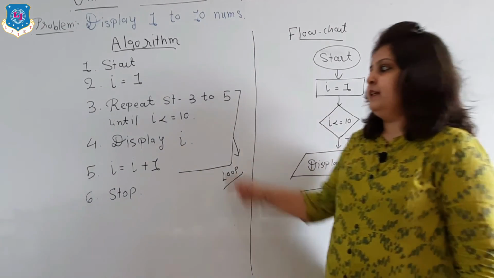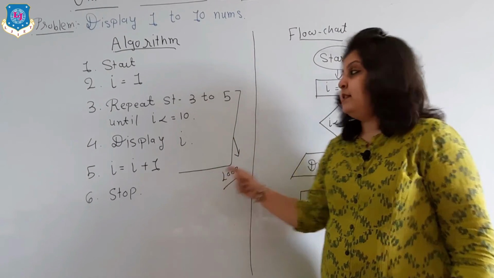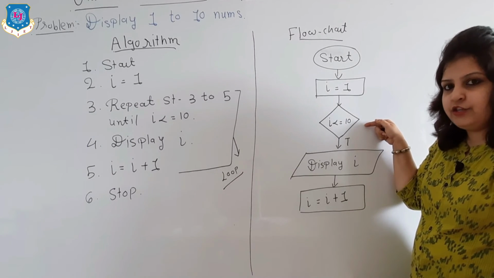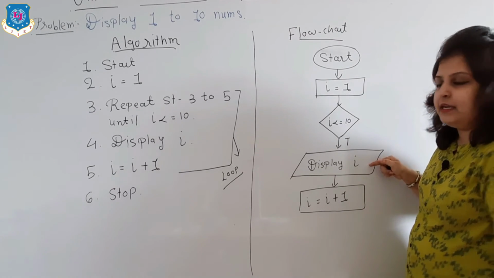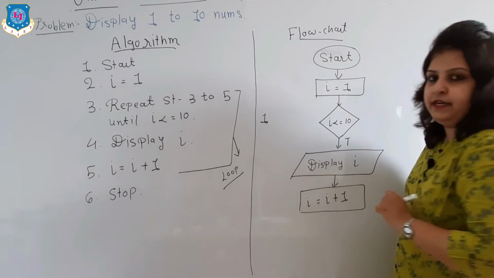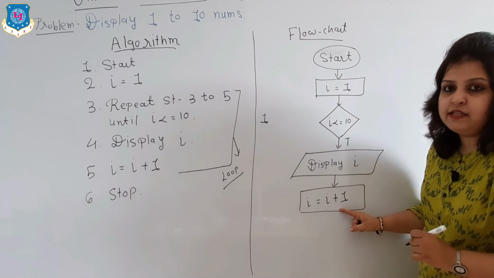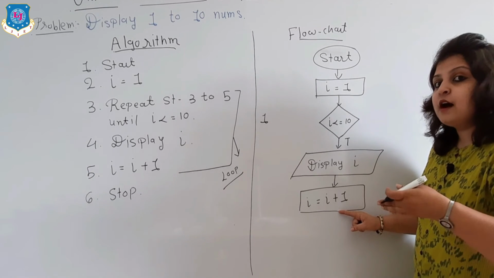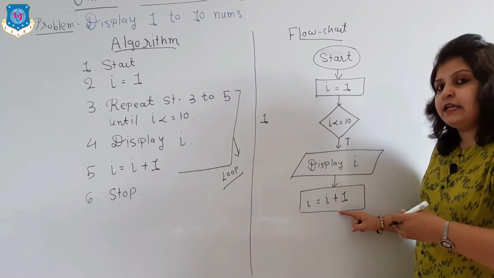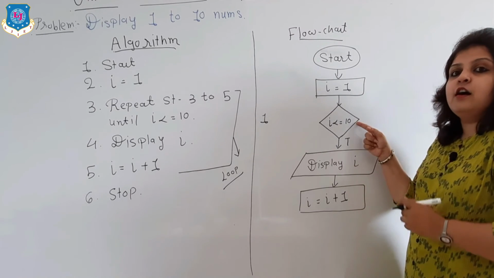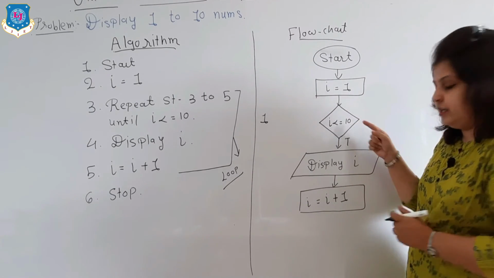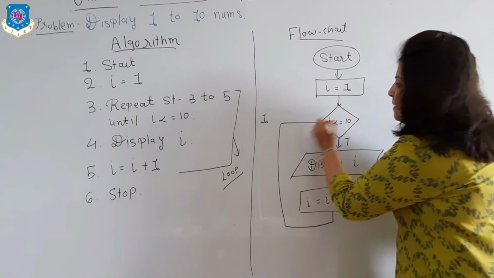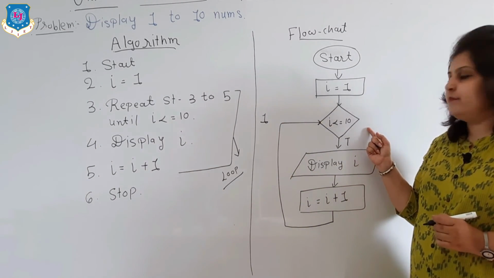Now we have to repeat all these steps. First I is equal to 1. So is 1 less or equal to 10? Condition true? Yes. Display I means 1 will be printed. Then I is equal to I plus 1, so I will become 2. After updating the value of I, our control goes back again to our termination condition, meaning from here we have to go back to our condition.